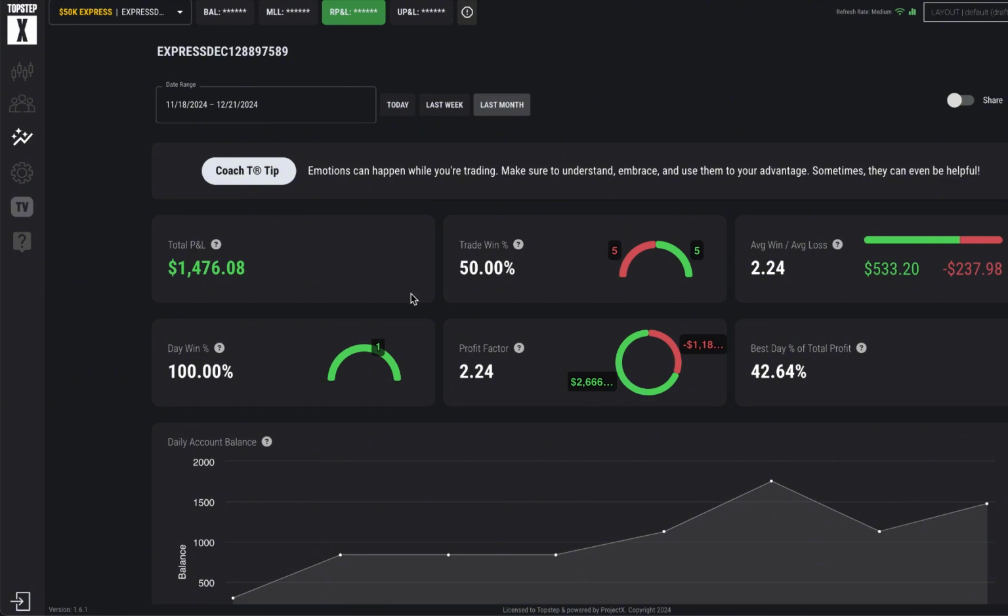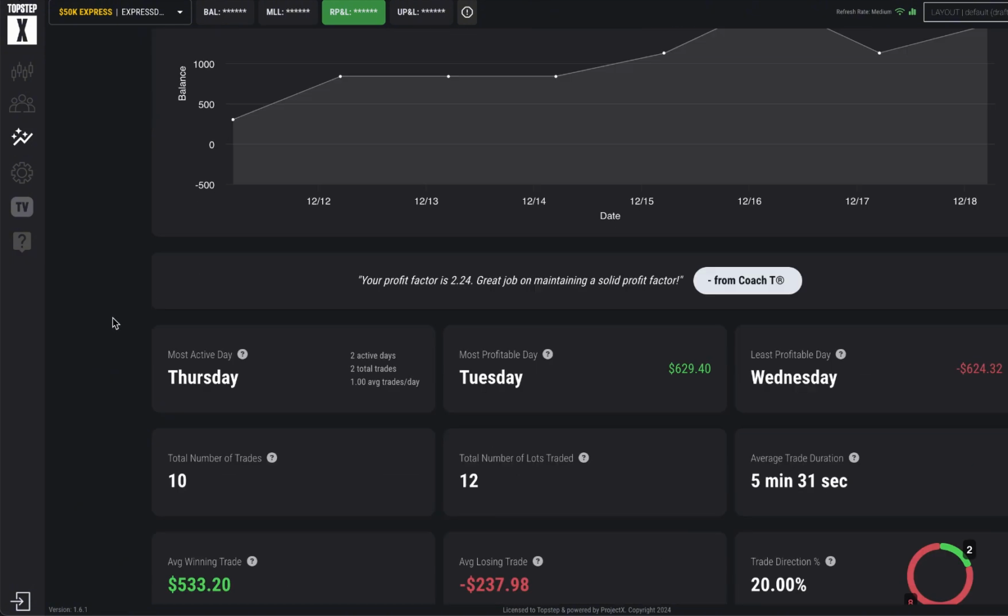Okay. My win to loss is 50%. It would have been higher yesterday, but yesterday is gone. You guys can still see my average win loss. My best day percent of trade profit is 42%. My profit factor is 2.24, which means I'm keeping my wins higher than my losses, and that's really important. Today it's just a 100% day because I only took one trade.